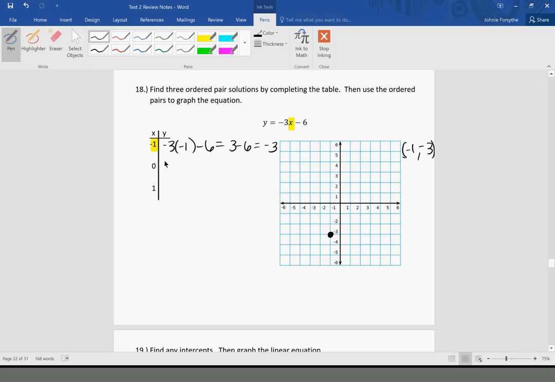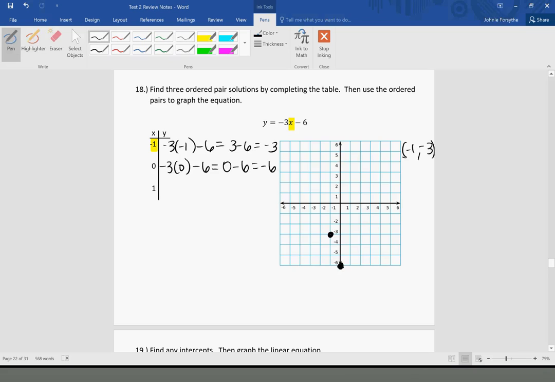Let's do the next x coordinate. Negative 3 times 0 minus 6. Negative 3 times 0 is 0, minus 6. And then 0 minus 6 is negative 6. So when x is 0, y is negative 6.